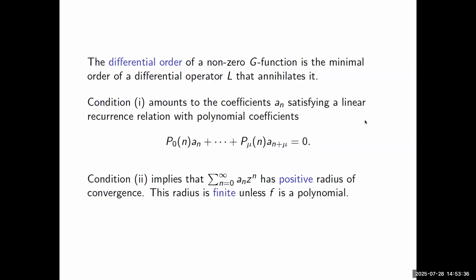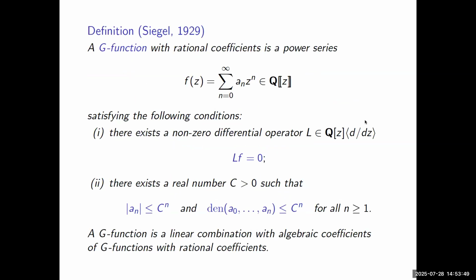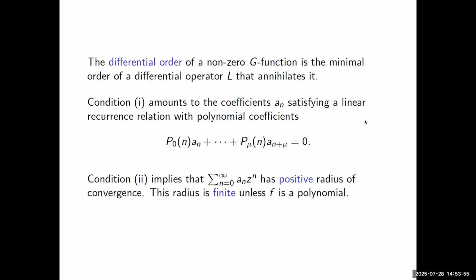And the second condition has two parts. So the first part says that actually the series has positive radius of convergence. It could be a polynomial. These are trivial examples of G functions. But then this is in tension with this condition of integrality. And then this condition says that the radius will be finite unless it is a polynomial. Okay. So power series with a finite positive radius of convergence.